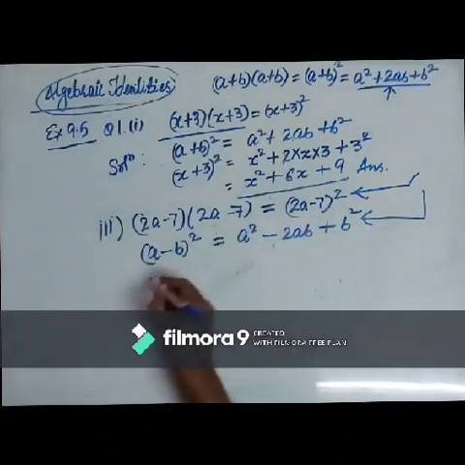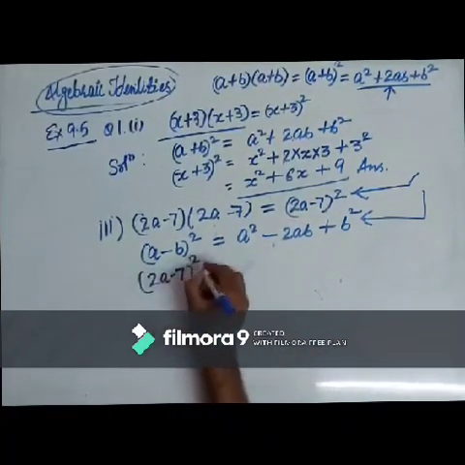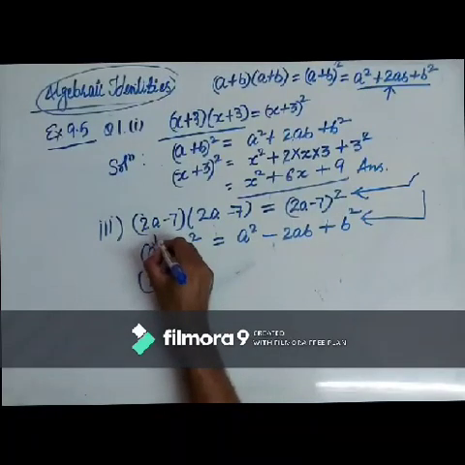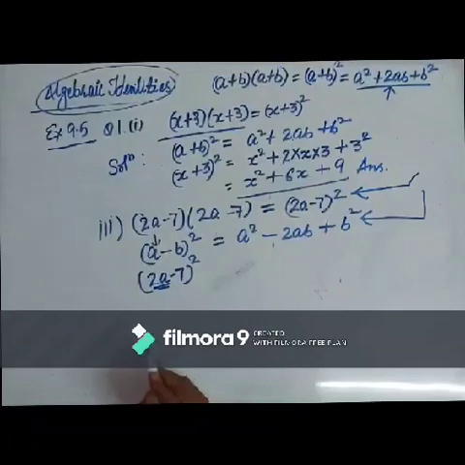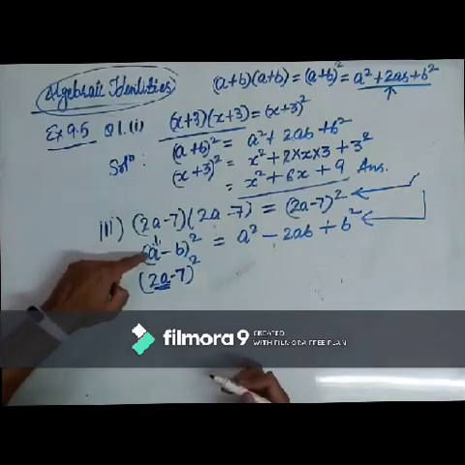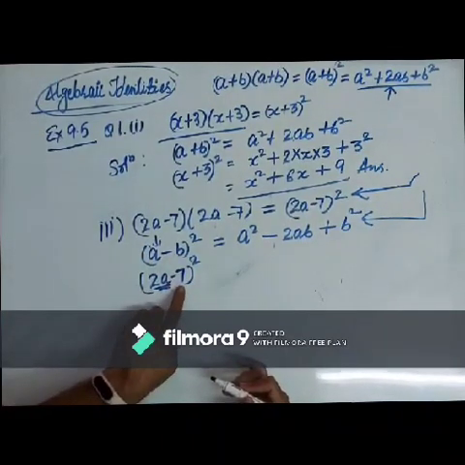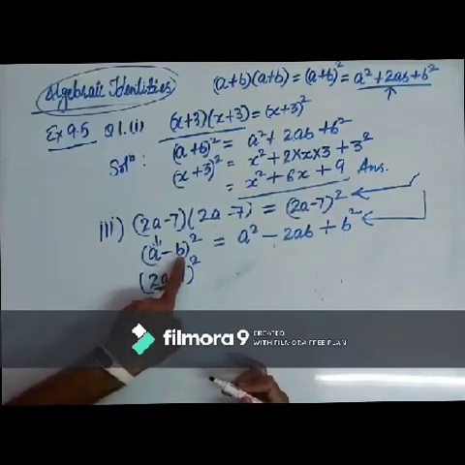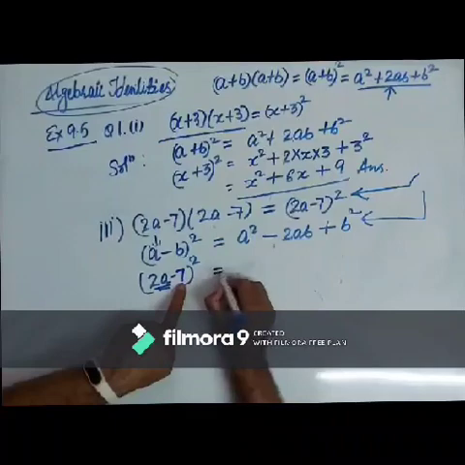So just copy this question here, (2a minus 7) whole square. Now this a is 2a for me. Remember it, a cannot be equal to 2a, but in case of resembling the terms, this a is resembling with 2a, this b is resembling with 7, not minus 7. This is minus b and this b is resembling with 7. So I am just copying it.